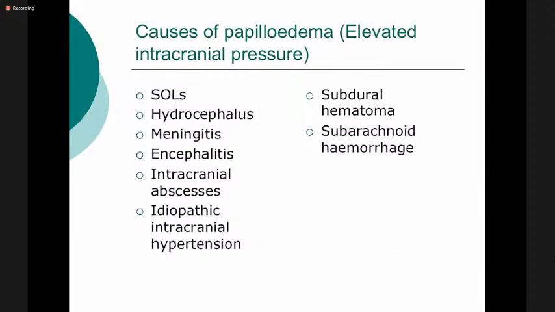So causes of increased intracranial pressures, most commonly space-occupying lesions, hydrocephalus, meningitis, encephalitis, abscesses, idiopathic intracranial hypertension, trauma that can result in subdural hematoma or subarachnoid hemorrhage. And you're going to cover all this once you do your internal medicine and also neurosurgery rotation, where you'll see all these conditions. So it's important to know that when you see a patient who has raised, blurred disc margins, the optic disc looks elevated, most likely it's as a result of raised intracranial pressure.